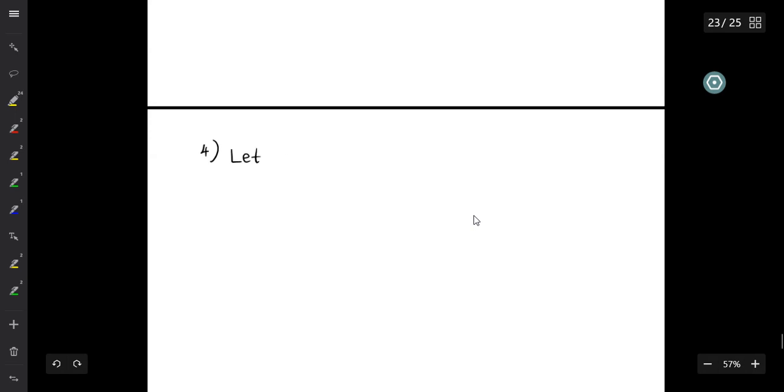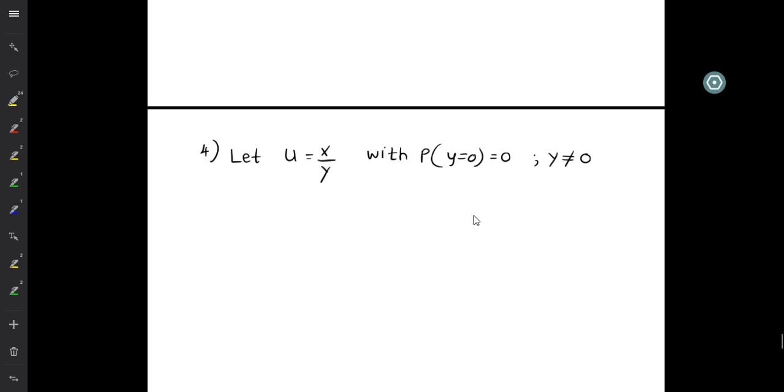Now let our u equal x over y. We need the probability that y equals 0 to be 0, otherwise y is not equal to 0. So y cannot be equal to 0. If y equals 0, the probability of that should be 0, otherwise these derivations cannot be defined.